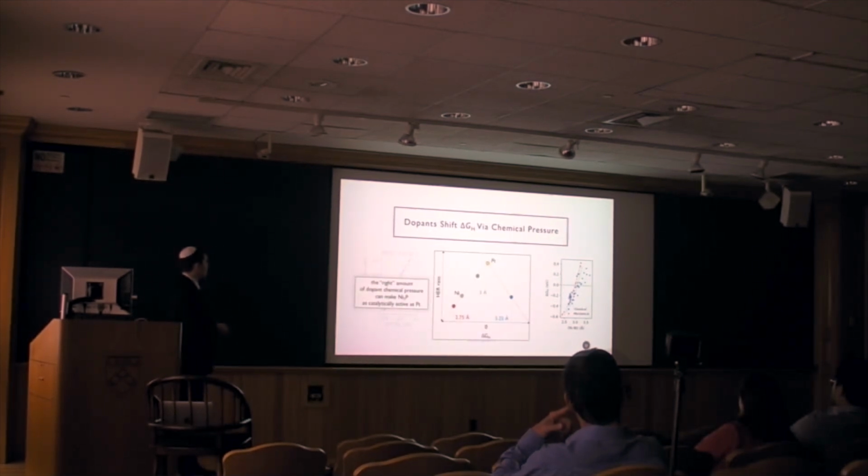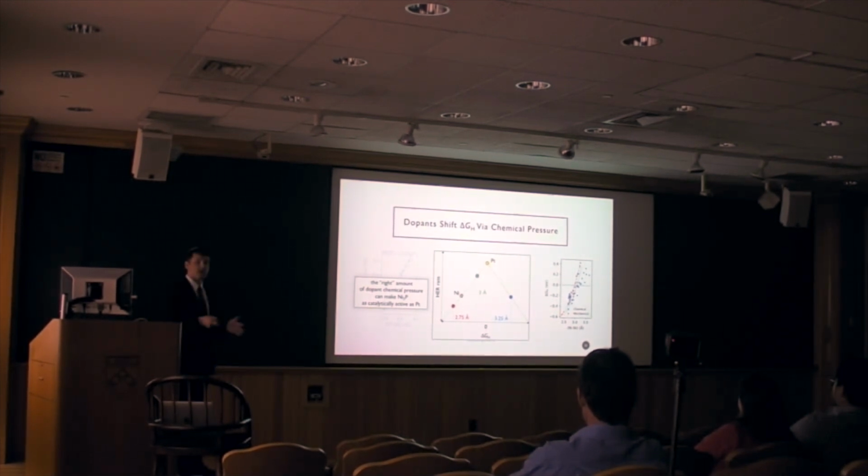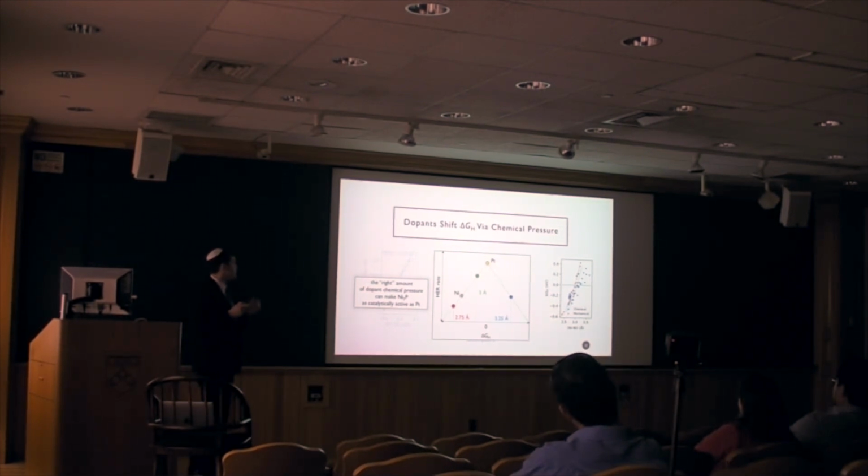And so we find that the right amount of average nickel-nickel bond length is needed. Shorter bond lengths are too strong. 3.25 is far too weak. But if you're a little bit above 3 angstroms, you can actually be active for hydrogen evolution just as much as platinum.